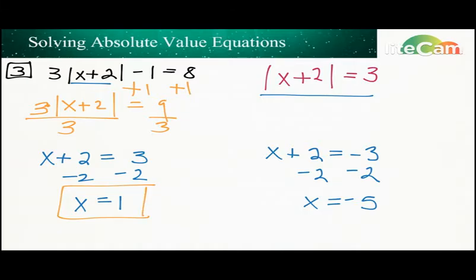And if I do -5, then if I put -5 in here, that's going to make a -3. But the absolute value of -3 is positive 3. Then I multiply times the 3, which will give me 9. 9 minus 1 is 8. So I know that this one will work. So everything's good to go. We have two answers for number 3, x = 1 and x = -5. Okay, all right, let's try the next one.